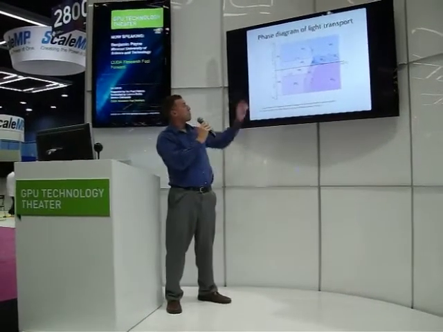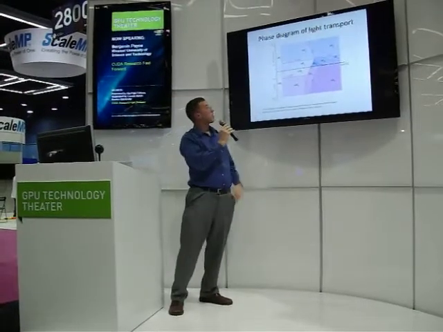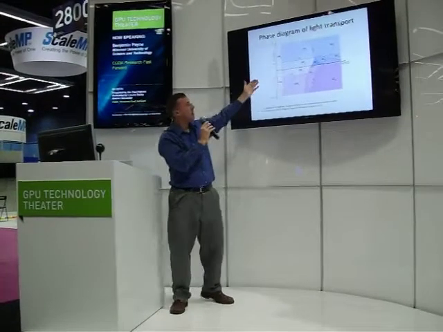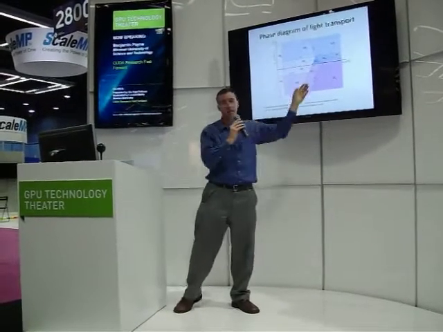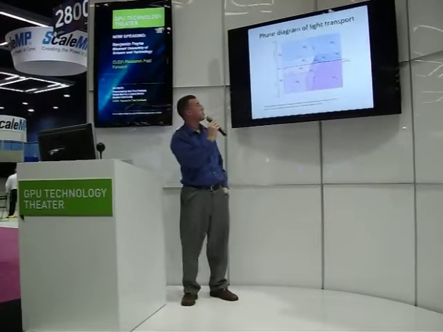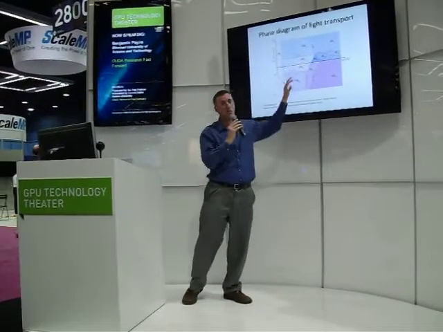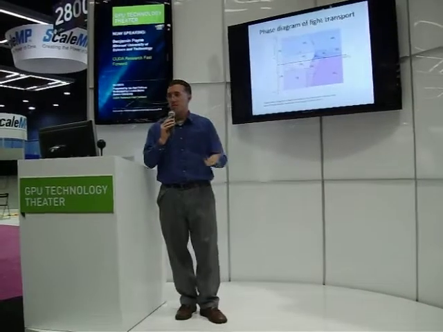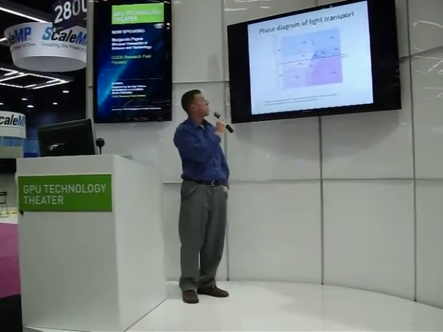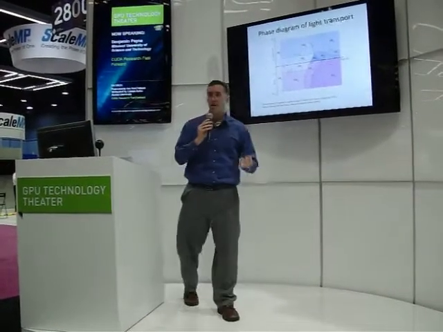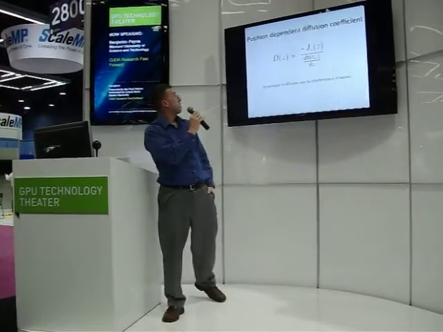To guide our work, we developed a phase-space diagram. On this axis, we have absorption and gain, and on this axis, we have disorder. The important thing out of this nice, colorful picture is that there are different regimes of transport. You have diffusion, localization, all these different regimes. This is going to guide our work. That was for my PhD.